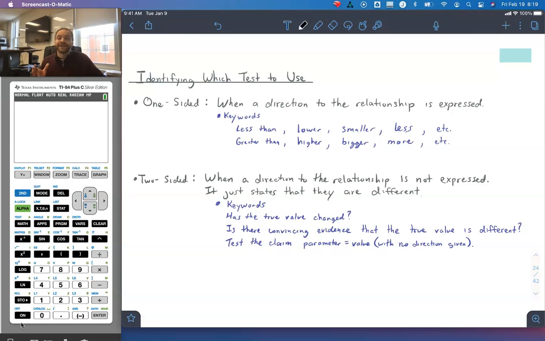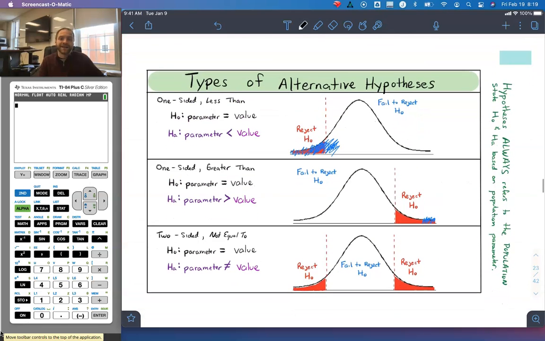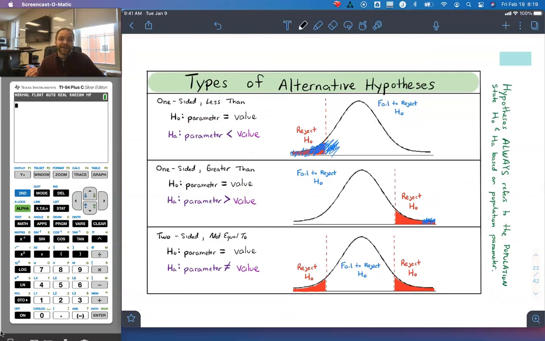So some key phrases here are: has the true value changed, or is there convincing evidence that the true value is different? Or even test the claim that the parameter equals the value, and no direction is given in that case. So there are key words to look for in prompts to help you determine whether you're dealing with a one-sided or a two-sided, and if it's one-sided, which direction you're focusing on.